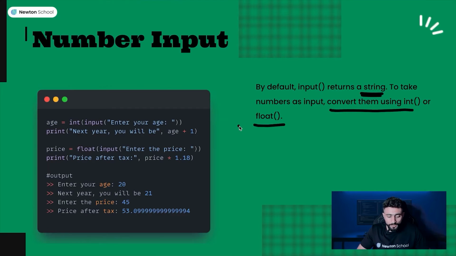So if you want to convert your string input into integer and float, you have to convert them using the int and float functions. So that's why we are using int outside. See, float outside. So if you give enter your age 20, it will take it as int. Now age will be a number. 20 plus 1, 21, because we are printing age plus 1. Similarly, if you enter the price 45, it will take it as 45.0. And then you are multiplying it with 1.18.